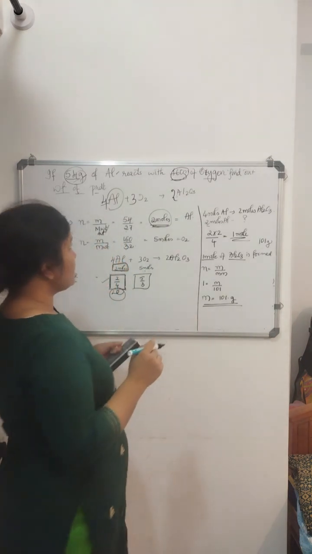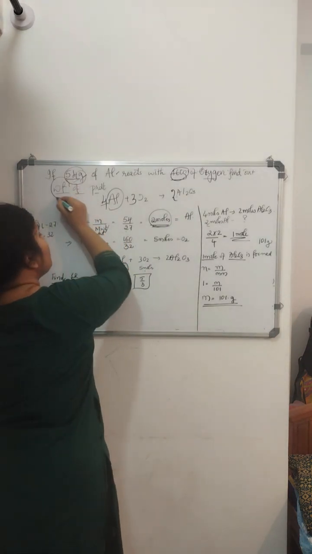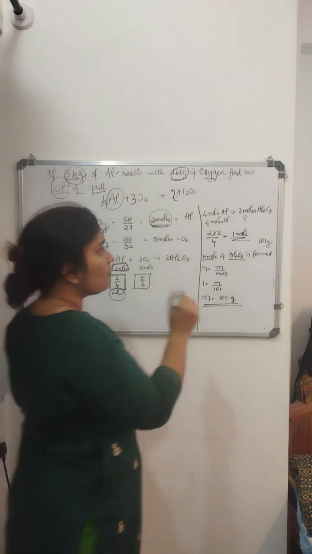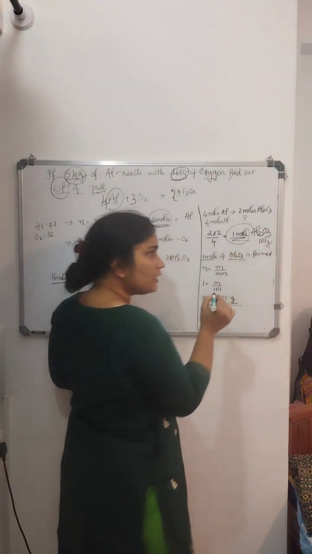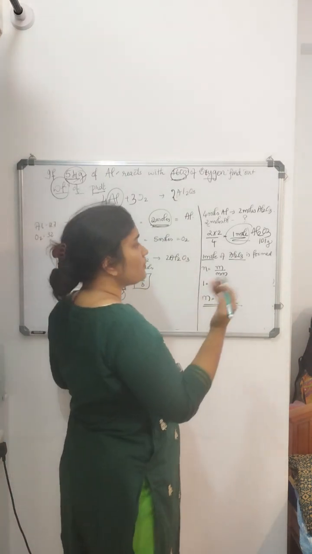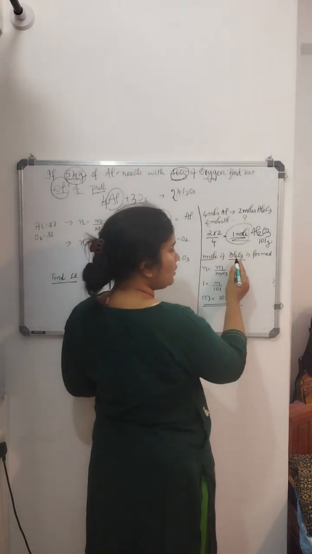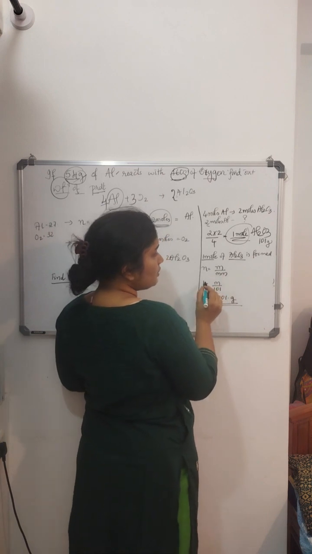Now see the question. They are asking what is the weight of the product. We have got moles of the product Al2O3. What do we require? Moles. From moles we have to get weight. So 1 mole of Al2O3 is formed. Let us convert into weight or mass.